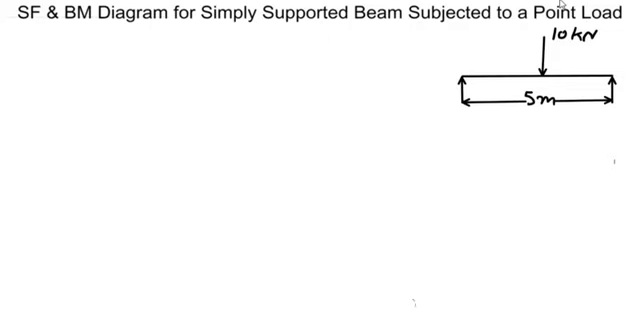So first label the diagram. This is point A, this is point B, and C is the midpoint of the beam, and this is reaction RA and this is reaction RB. So to draw shear force and bending moment diagram for a simply supported beam, first we have to calculate RA and RB. So how to calculate RA and RB?